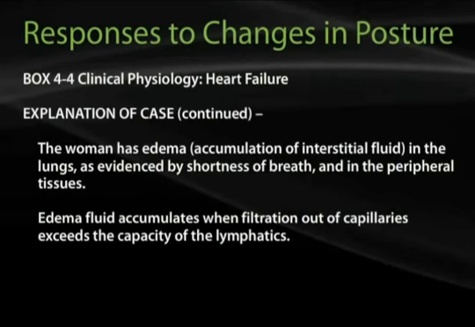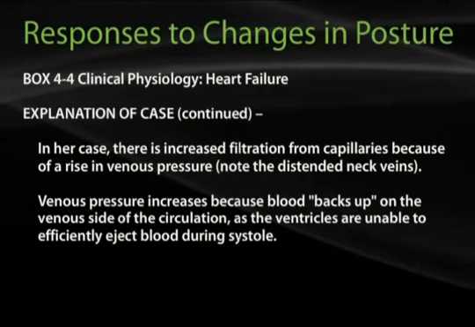This woman has edema, which is accumulation of interstitial fluid in the lungs, as evidenced by shortness of breath, and in the peripheral tissues. Edema fluid accumulates when filtration out of capillaries exceeds the capacity of the lymphatics. In her case, there is increased filtration from capillaries because of a rise in venous pressure. The patient has distended neck veins. The venous pressure increases because blood backs up on the venous side of the circulation, as the left ventricle is not able to efficiently eject blood during systole.